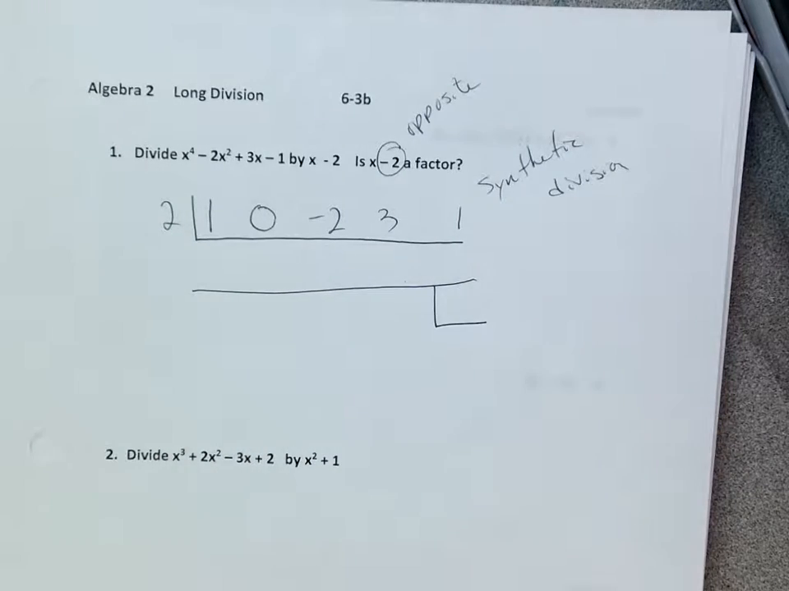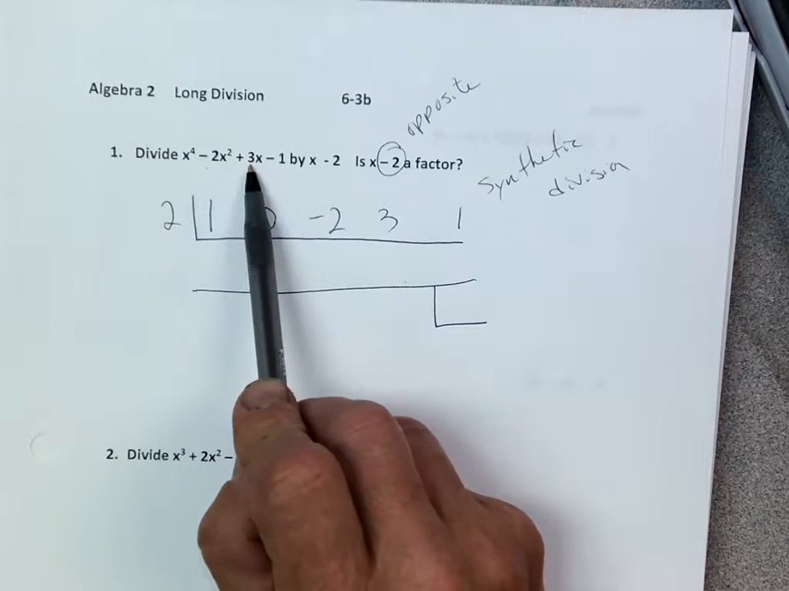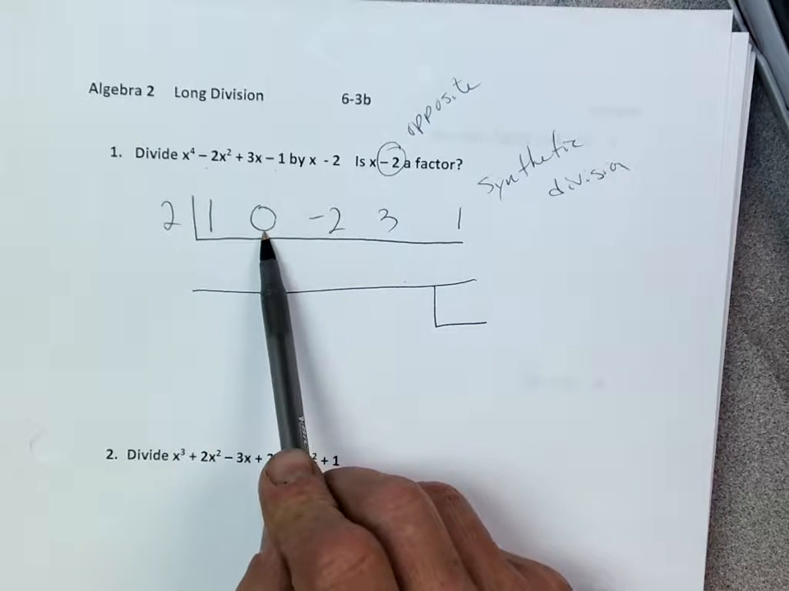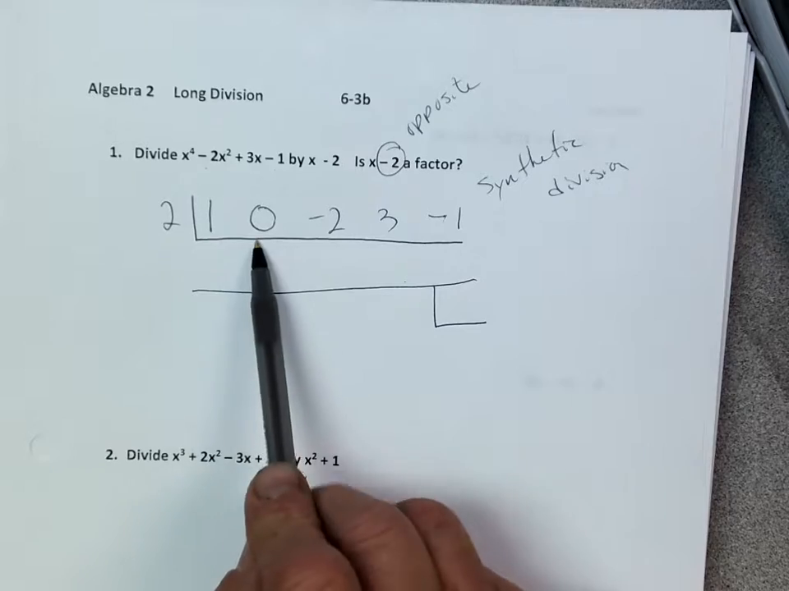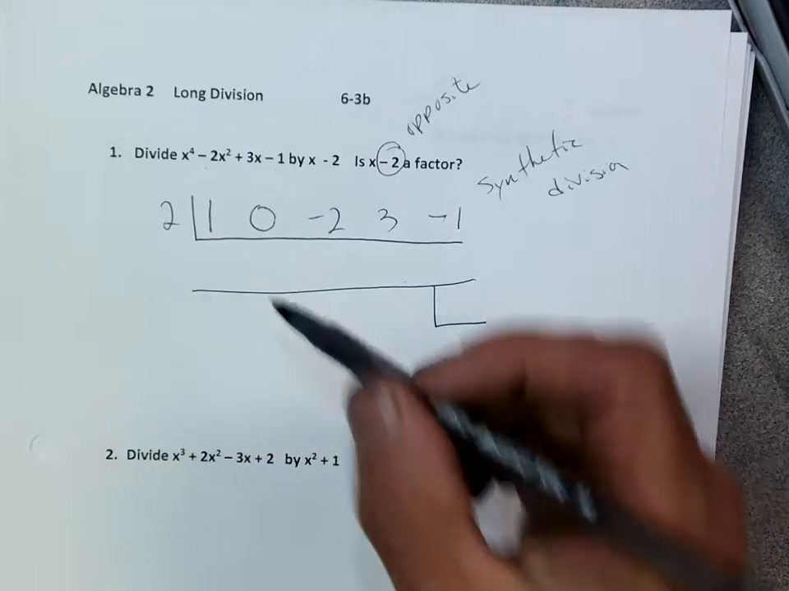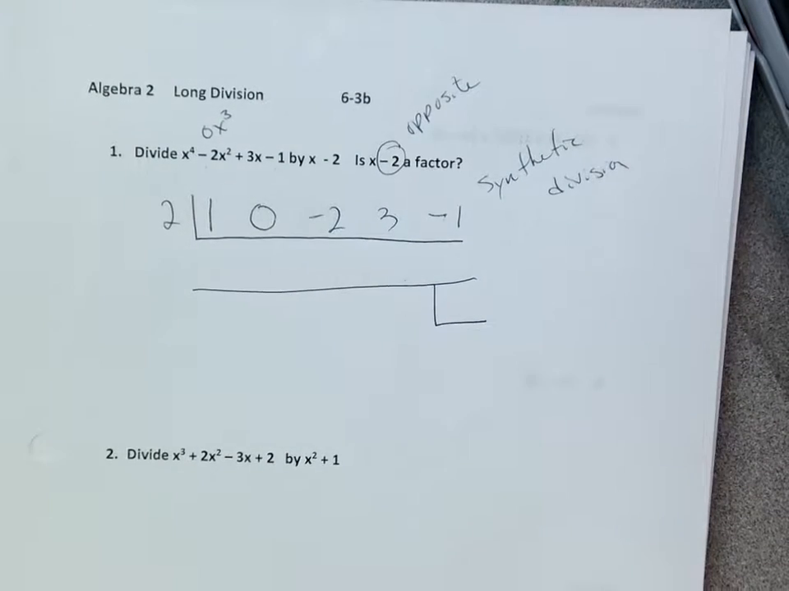Where'd the 0 come from? It's not x. Thanks, Joseph. Thanks, Angel. Where'd the 0 come from? Nowhere, you made it up. There's a 0x to the cube. You have to be able to have a place value for everything, all the way through, okay?